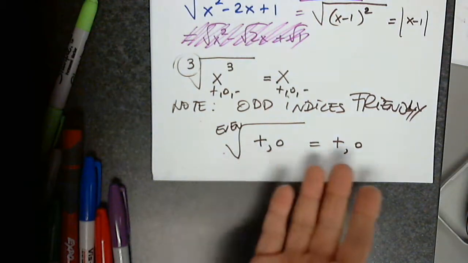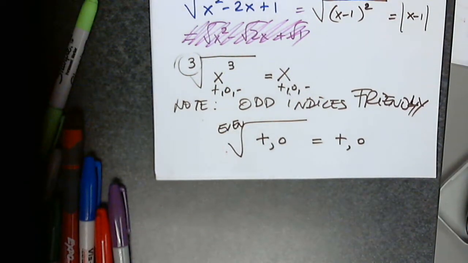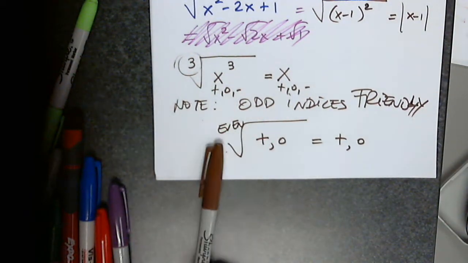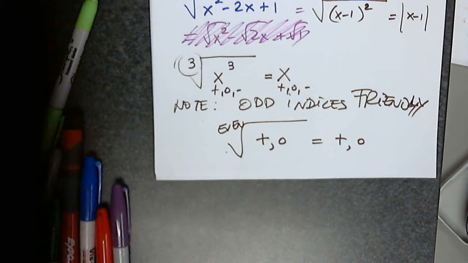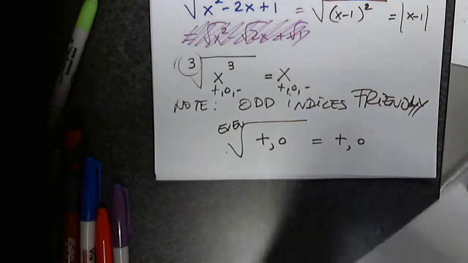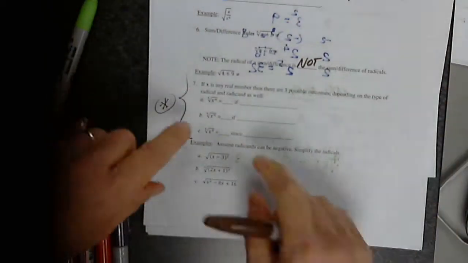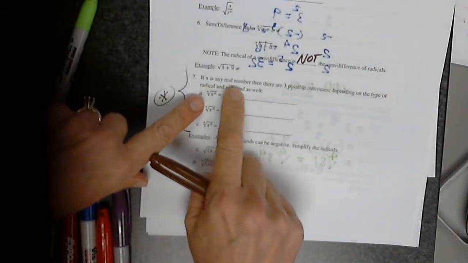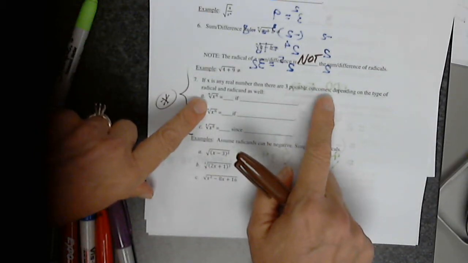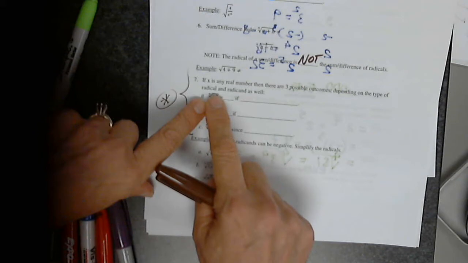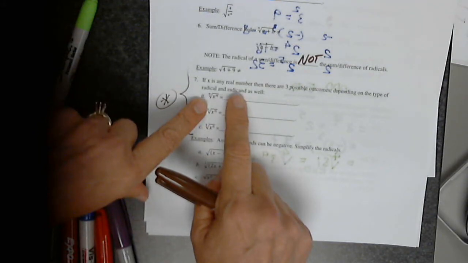We graphed this and we saw its range as well. Big headache, no problem. Good. So now let's look at these examples. If x is any real number, then there are three possible outcomes, depending on the type of radical and radicand as well.